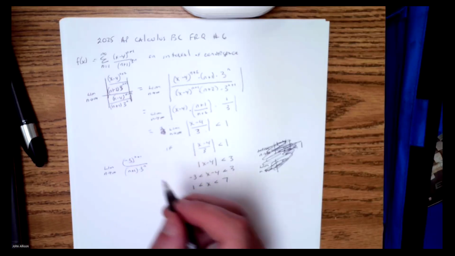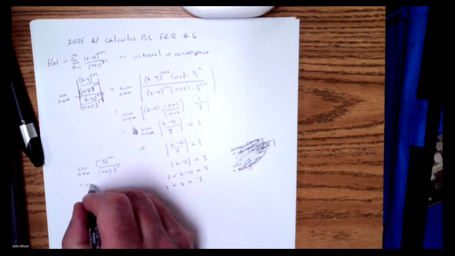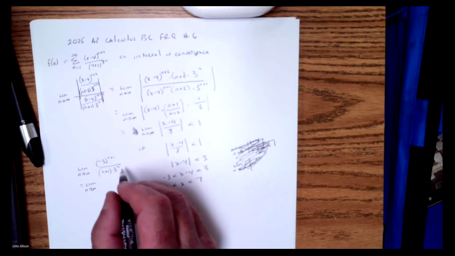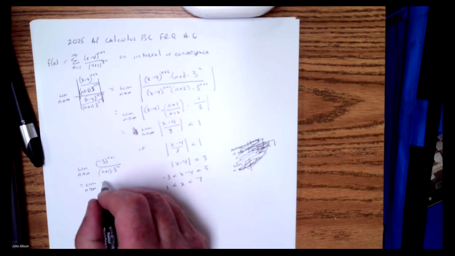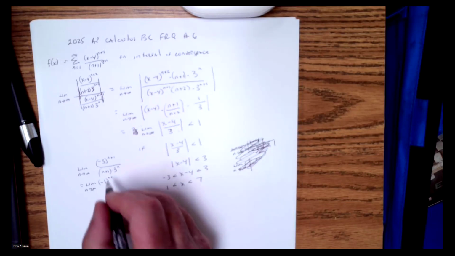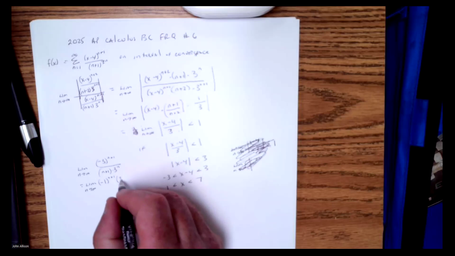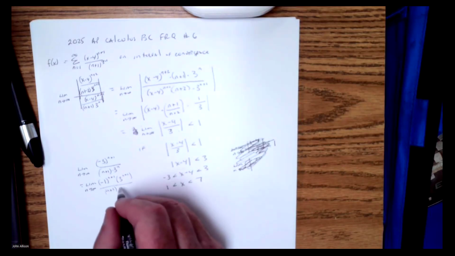Here we go. Been a while. Like I said, I apologize. Which equals the limit as n goes to infinity of, this is going to be negative 1 to the n plus 1 times 3 to the n plus 1 over n plus 1 times 3 to the n.